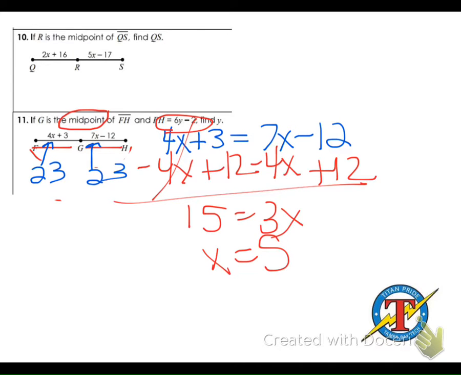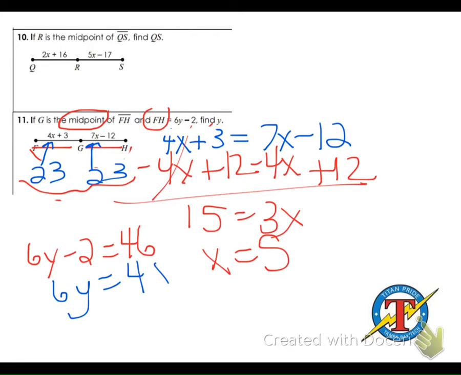Okay, well, that wasn't answering the question yet. The question is, what is y? Well, FH is the whole thing. And we now know the whole thing is 46. So if FH is 6y minus 2, but we know FH is also 46, now you can solve for y. Okay, add 2 to both sides and you get 6y equals 48. Divide by 6 and y is 8. And you can plug everything in to make sure it checks.